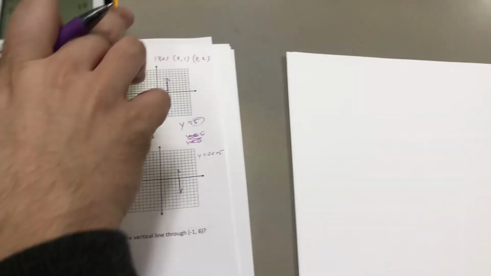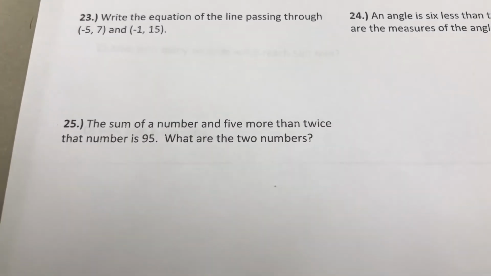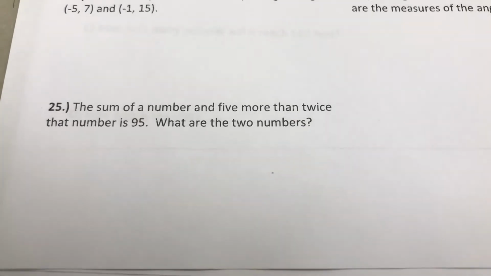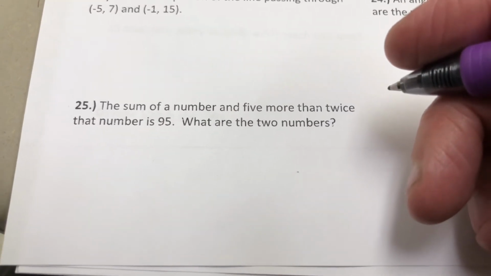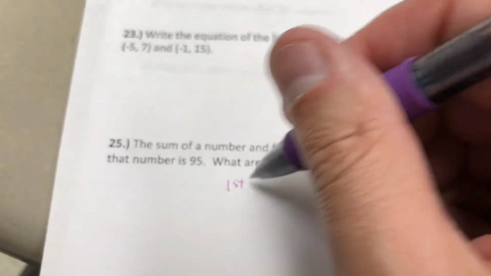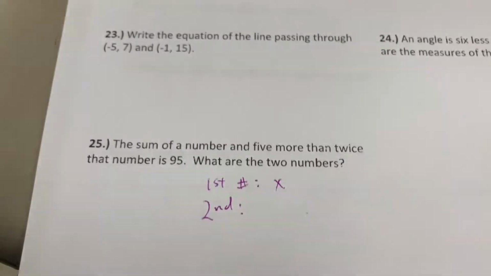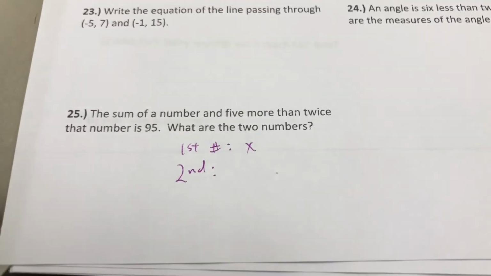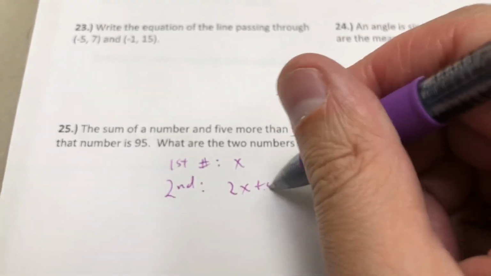All right, and on to question 25. Let's see what this one says. It says the sum of a number and 5 more than twice that number is 95. What are the two numbers? Okay, so there are two numbers here. My first number, I'm just going to call x. And the second number is described using the first, so why not still use x for this? 5 more than twice the original number. Twice the original number would be 2x, 5 more than that would be 2x plus 5.